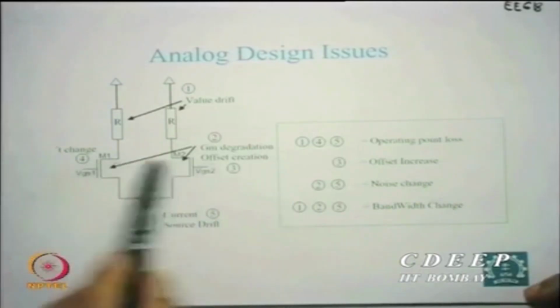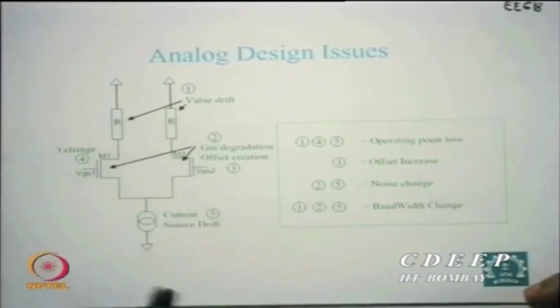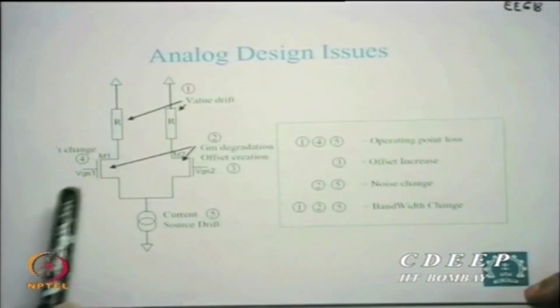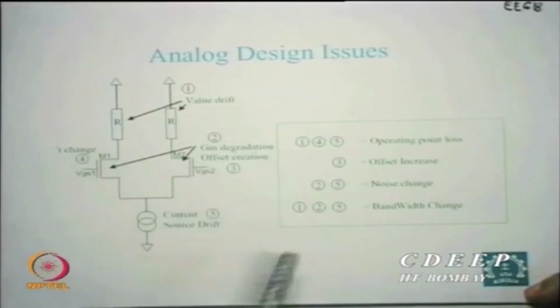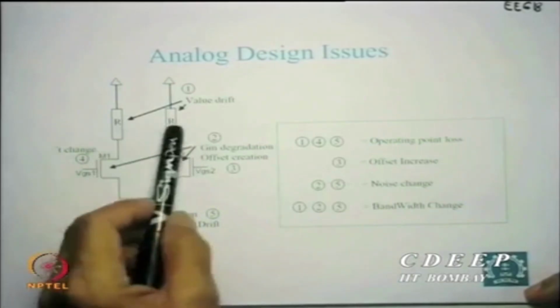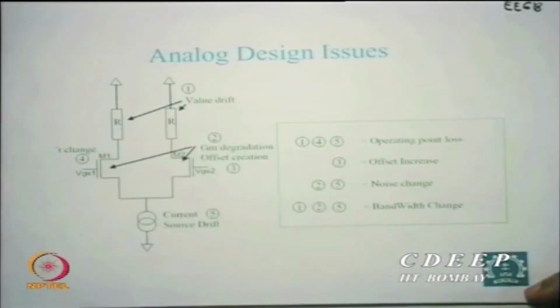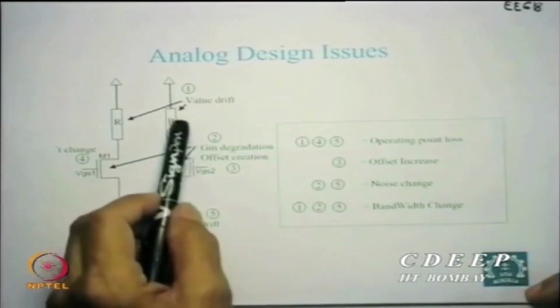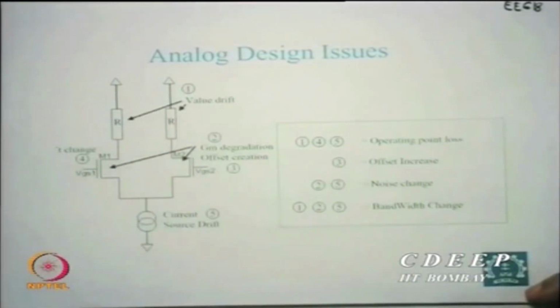There are two n-channel devices with two loads, and this is a biasing current, which is called a current source. We have just named them 1, 2, 3, 4 areas. So for example, there is R. When we say constant, there is nothing called constant in circuits or devices or in integrated circuits. R may drift, change. So one possibility is there is a variation in R.